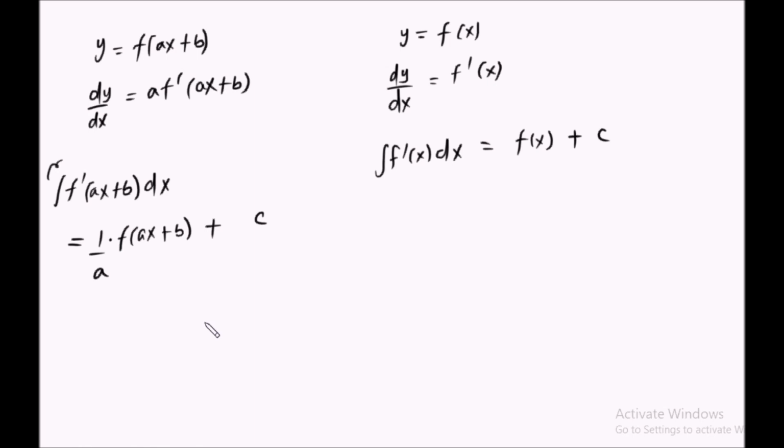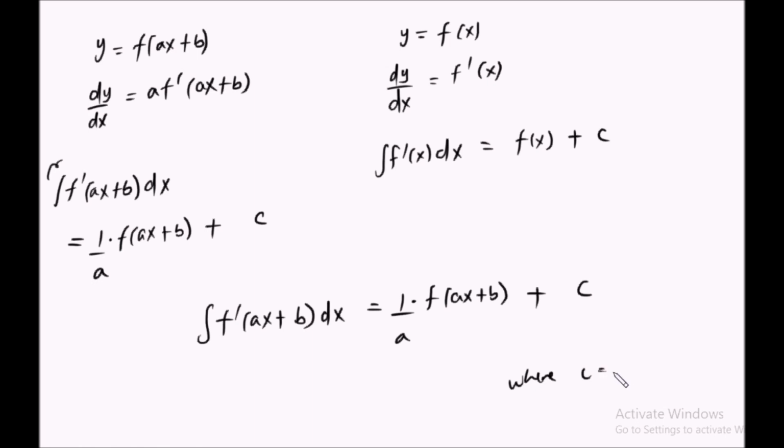I'm going to write it here down. This one you see, the integral of f dash of ax plus b dx. This one is a standard form: 1 over a times f of ax plus b plus c, where c is constant of integration. So this one is a standard form, okay?